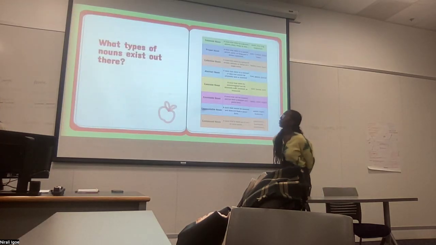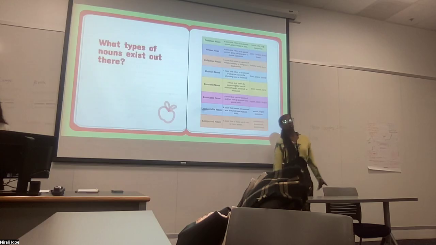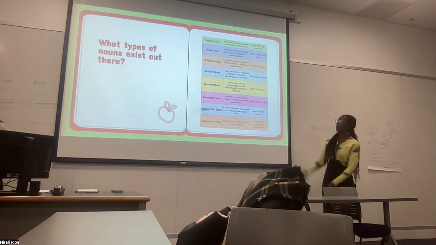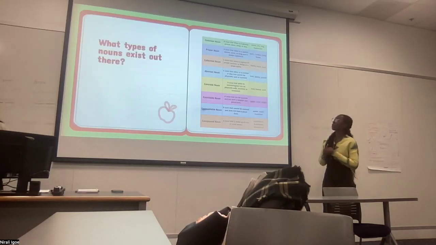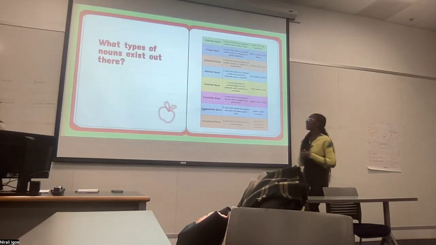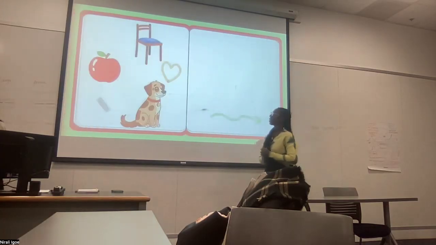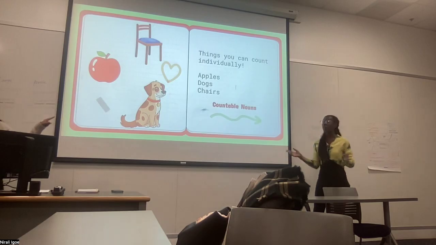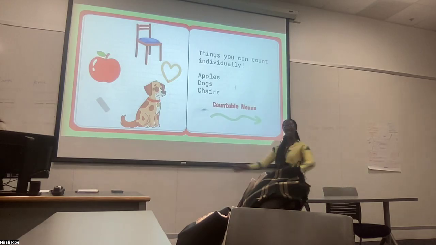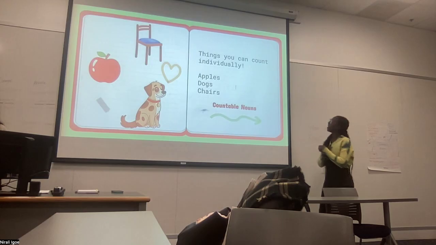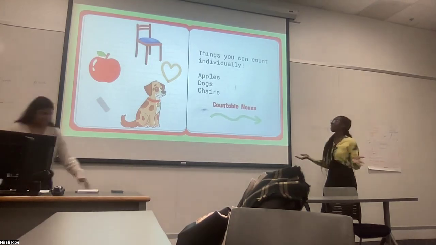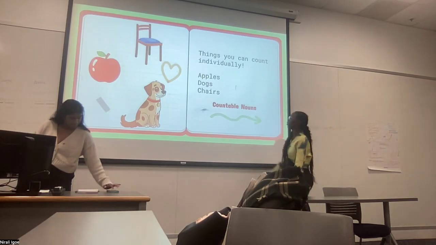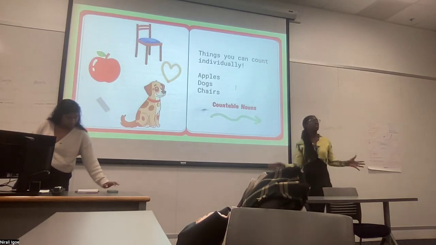So now that we know how to properly identify nouns, what about the different types of nouns? There's a lot, and we're going to briefly go through a lot of them today. And the first one we're going to be going through is countable nouns. Sorry, it's pretty simple. Very straightforward. Countable nouns are nouns that you can count individually. So 3 dogs, 5 apples, 2 chairs. Very simple and straightforward.